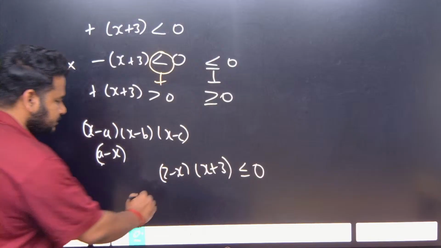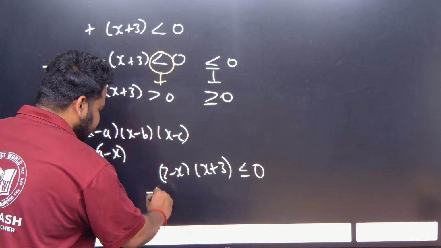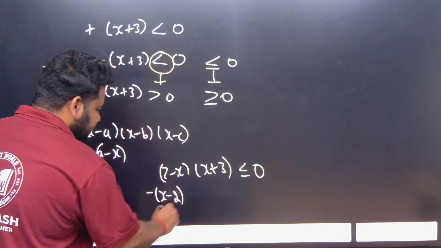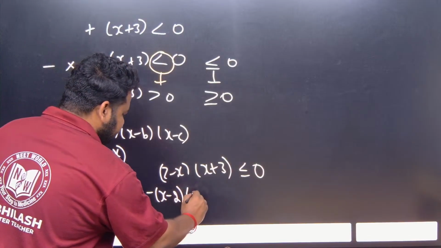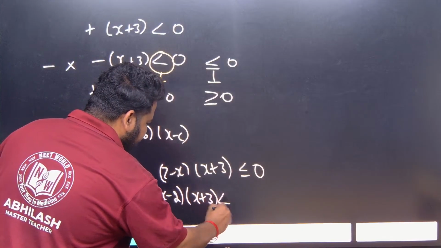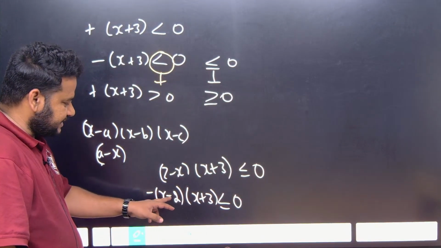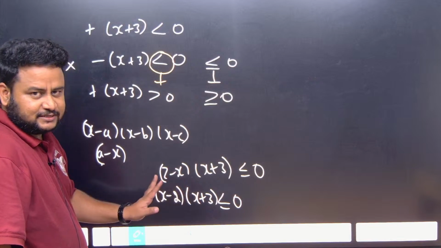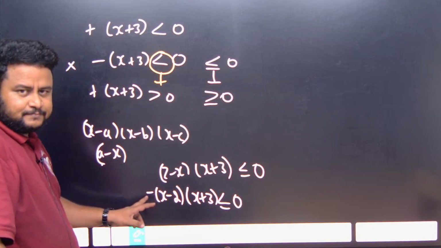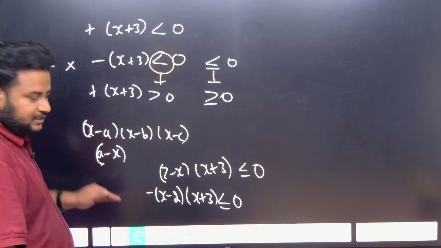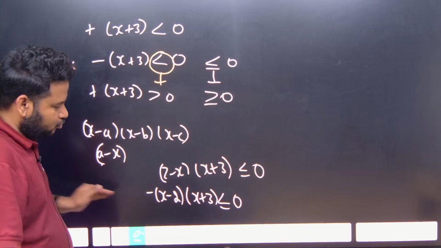So what I will do, I will take the minus outside. This I will get as x minus 2, into x plus 3. So fine, I got it in the form of x minus a, x minus b. Here a is 2, and b is minus 3. That is fine. But here I am having a minus sign. So what should I do? I should apply this method, that is, the minus I have to eliminate.